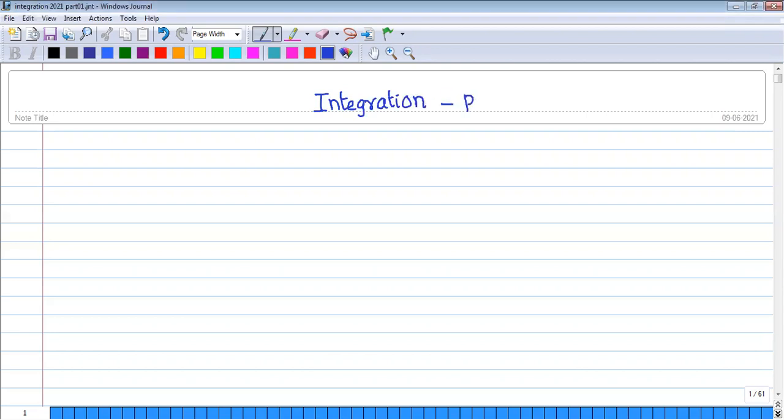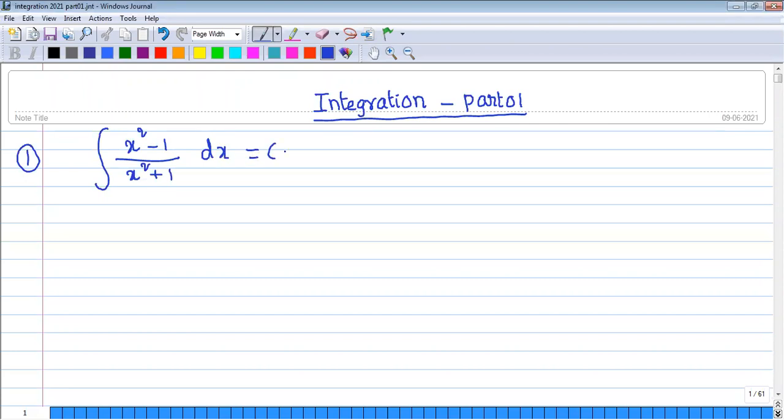Right, part 1. First problem. Integral of x square minus 1 upon x square plus 1 dx equals to, first option: x minus tan inverse x plus c.